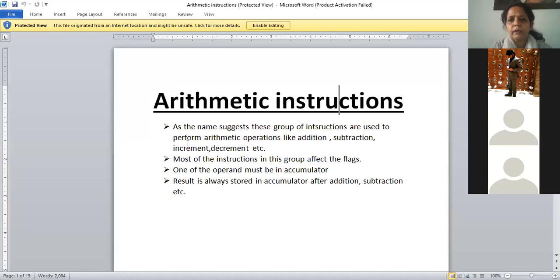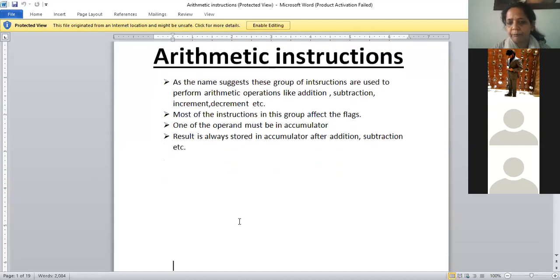Yes, ma'am. Okay. So arithmetic instructions, one thing you have to remember: in whatever arithmetic or logical operations you are doing, one operand must be in the accumulator, that is the A register. The answer will mostly be stored in the accumulator, except for one or two instructions. So these are the instructions which we had studied.